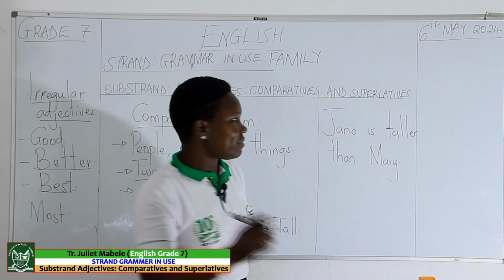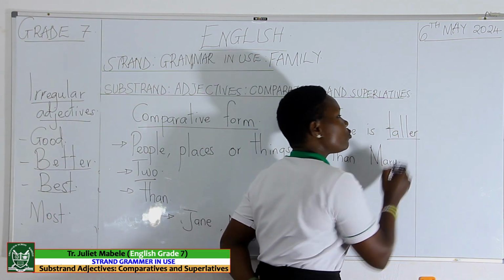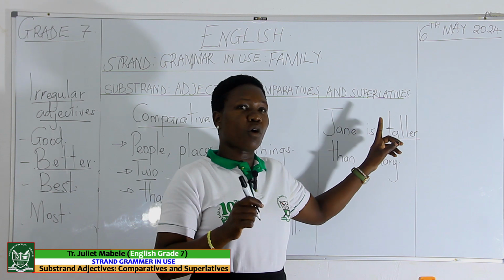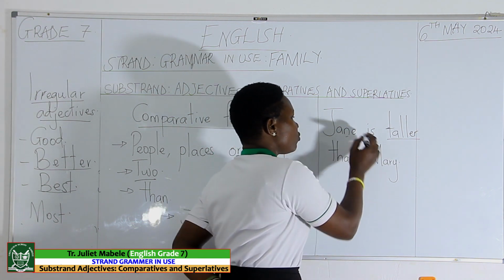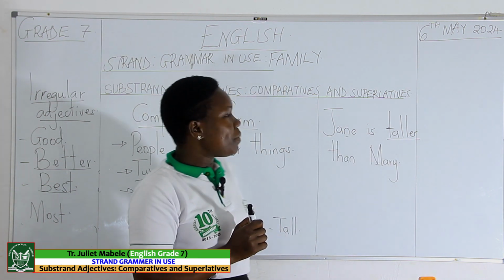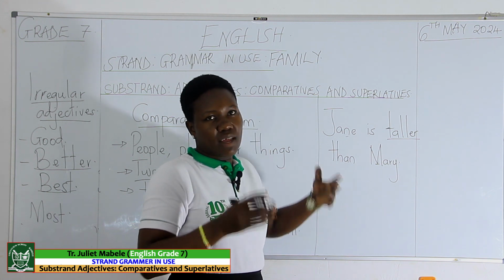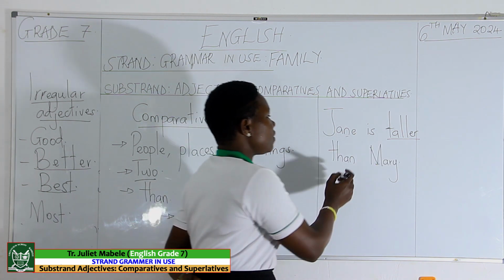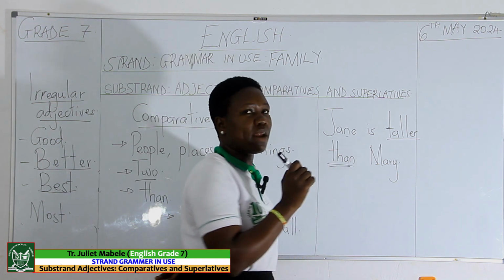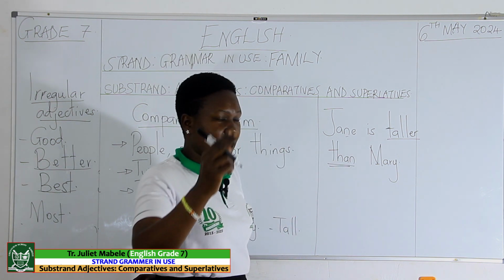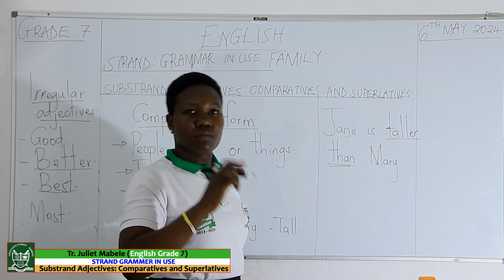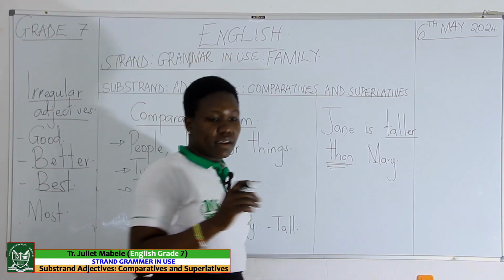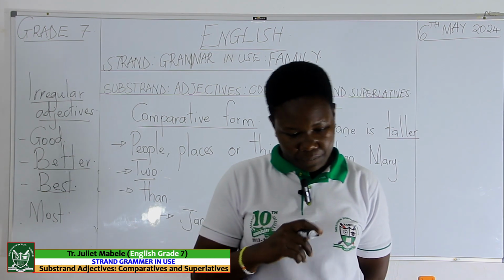So the adjective tall has been changed to taller by adding the suffix er to form the comparative. We are comparing Jane to Mary. So between the two, who is taller than the other one? Jane is taller than Mary. And we have this word than here to show that we are comparing two things. Taller than, bigger than, smaller than. So that is the comparative form of words.